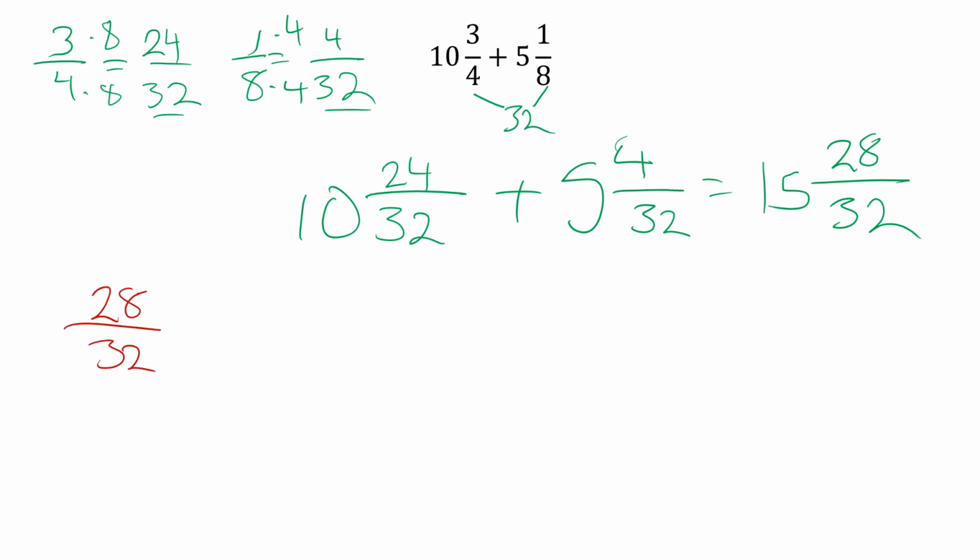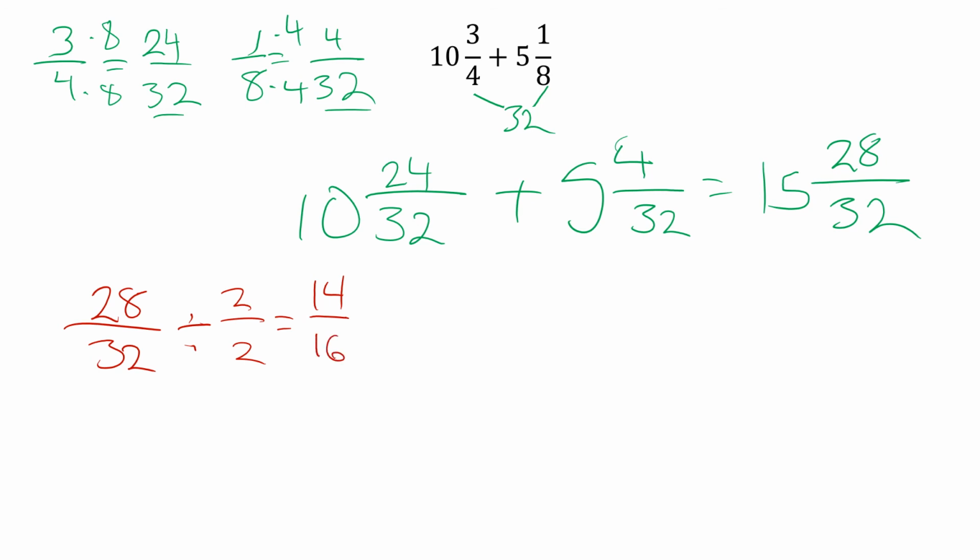And we know that we can divide this by 2 because 28 and 32 are both even. They both end in an even number. So let's divide 28 and 32, both of them by 2. 28 divided by 2 will give us 14, and then 32 divided by 2 will give us 16.